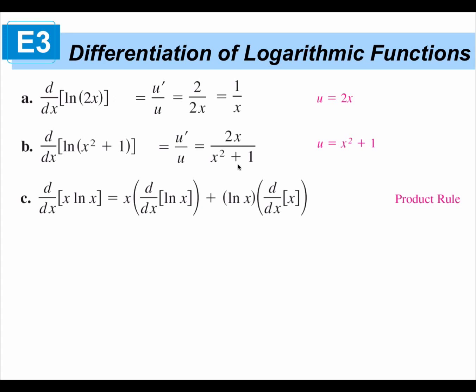So refreshing your memory on the product rule, the first times the derivative of the second plus the second times the derivative of the first, which I wrote all that out here. What's the derivative of x? 1. What's the derivative of natural log of x? 1 over x. Okay, so this becomes that. Derivative of natural log of x, u prime over u. The derivative of x is 1, 1 over x, and the derivative of x is 1.